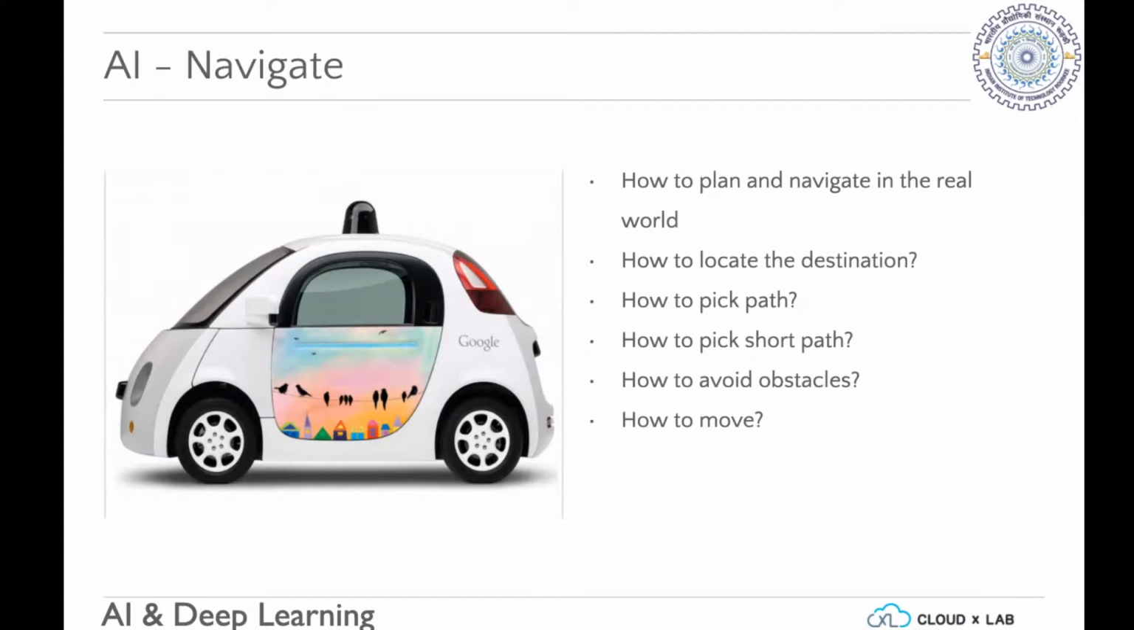The other sub-objective we spoke about was to navigate. How to navigate in the real world, how to plan a route, locate a destination, pick a path, pick the shortest path, avoid obstacles, and how to move. Waymo, Tesla, etc. are in this space. They're trying to figure out how to do automatic navigation. Even the Roombas, these robo vacuum cleaners, are trying to navigate within indoor spaces, just trying to clean up houses.